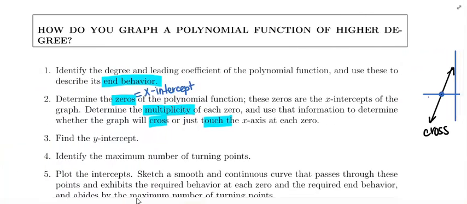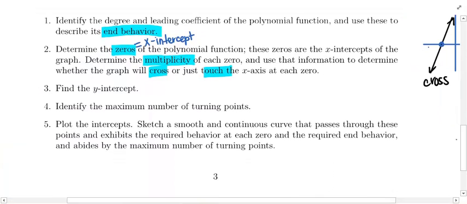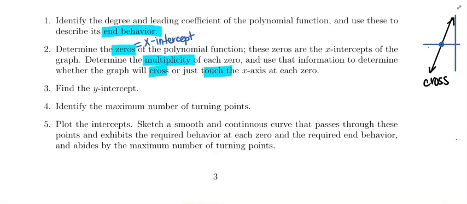All right, going on to step 3. Remember, we love additional points on graphs. The more points we plot, the better the graph looks. So in step 3, one great point to plot is the y-intercept. In number 4, we're going to need to identify the maximum number of turning points. Okay, so that's a new word.